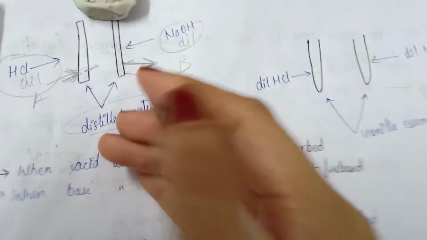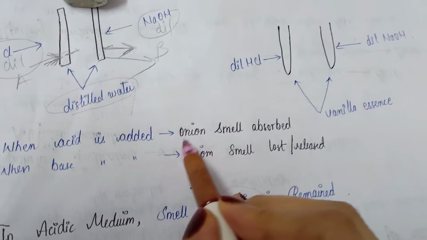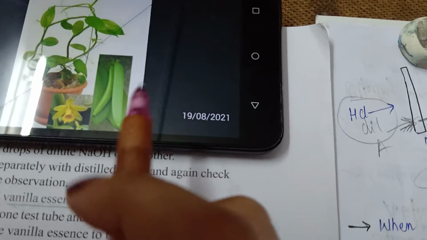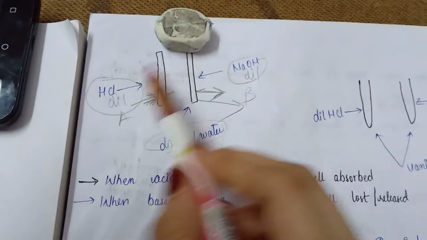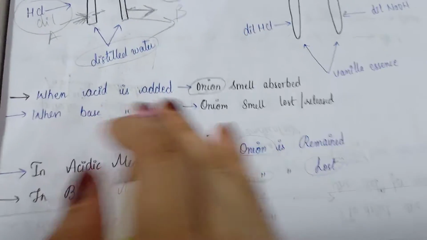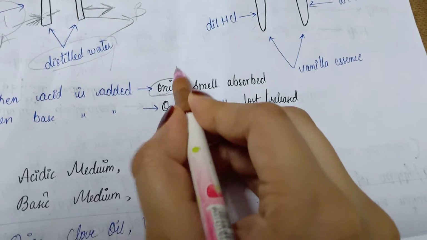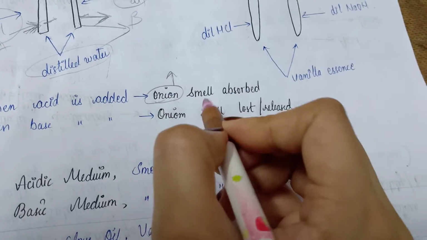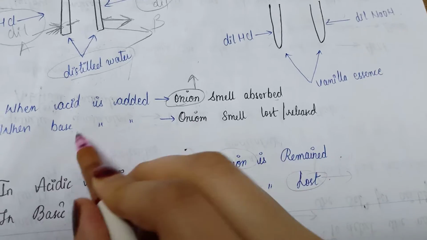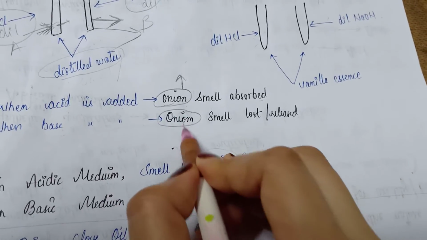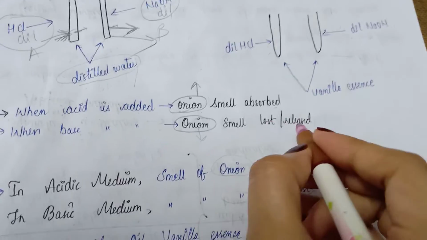So the experiment which we have done right now with the onion, instead of onion, you have to take some clove oil or the vanilla essence and do this experiment. You will conclude that the smell of the clove oil, the onion or the vanilla essence will be observed in the case of acid medium, and in the case of basic medium, it will be lost.